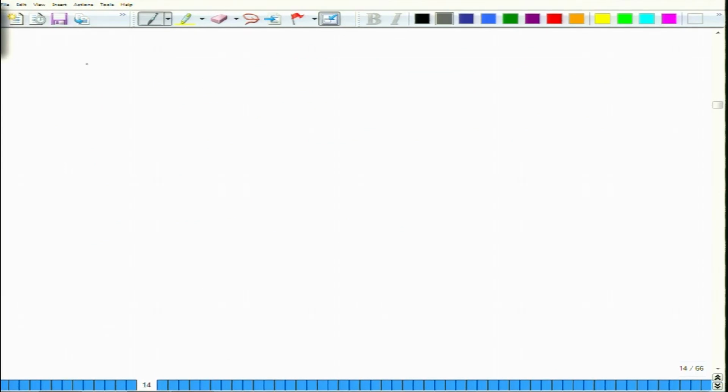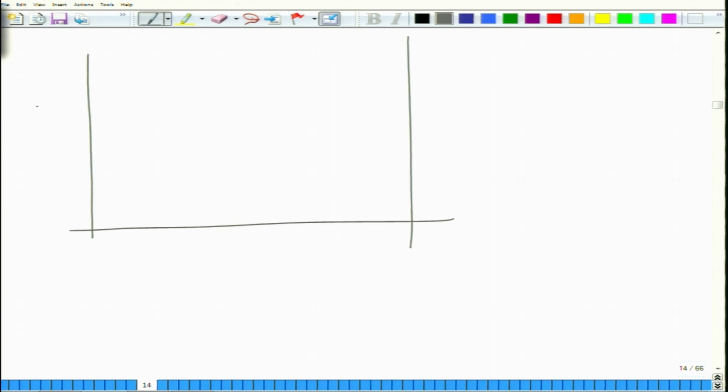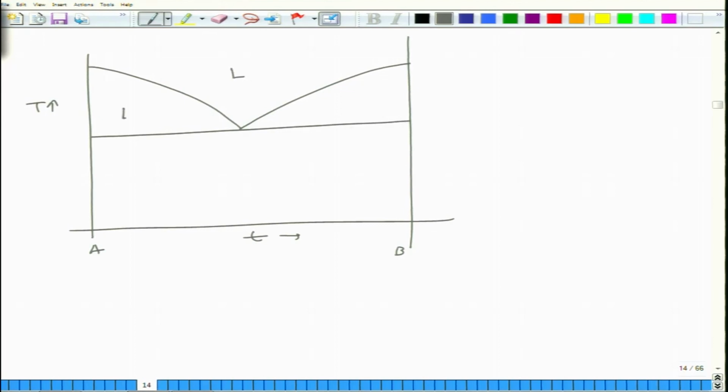Similarly, if you want to obtain the similar curve for a eutectic phase diagram, so this is temperature, time. For a eutectic phase diagram with no solid solubility, you will have this kind of phase diagram. Let us say this is liquid, liquid plus A, liquid plus B, and so on. So you have, let us say, these compositions.